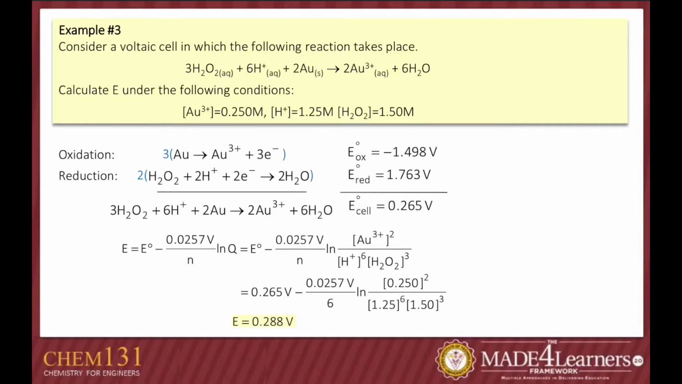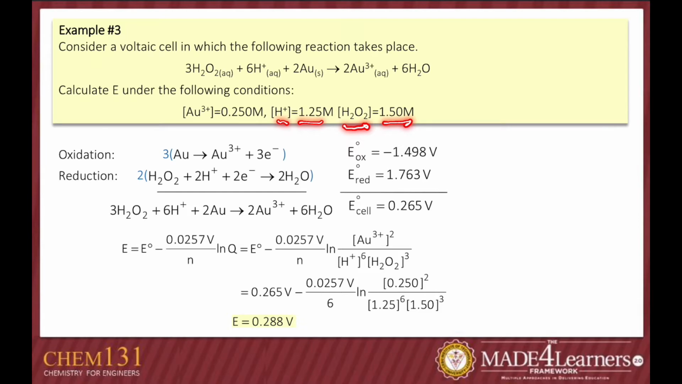Okay, so in continuation, we have here example number 3. Consider a voltaic cell in which the following reaction takes place. So we are given here the reaction, and we are to calculate the cell voltage given that the concentration of Au3+, that's gold 3 ion, is 0.25 molars, the hydrogen ion concentration is 1.25 molars, and the concentration of the hydrogen peroxide solution is 1.5 molars.